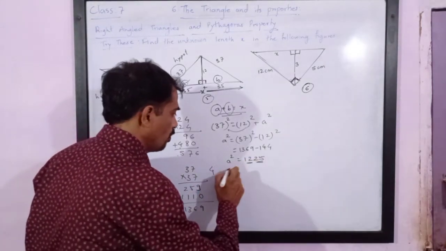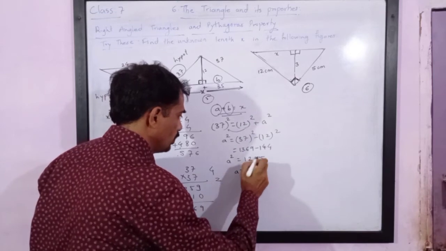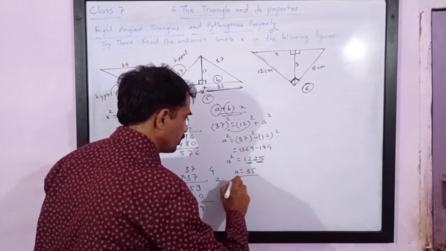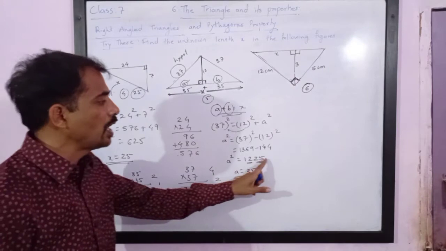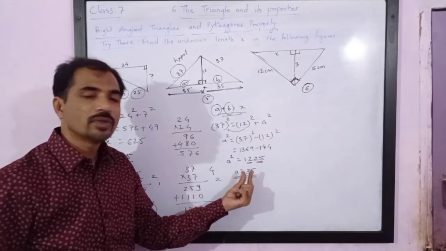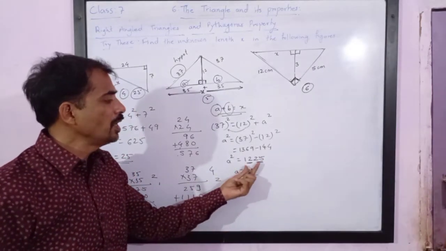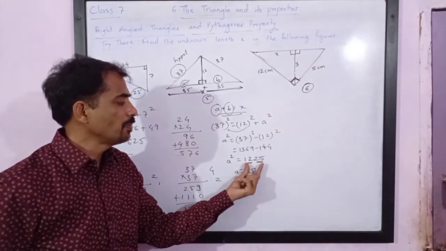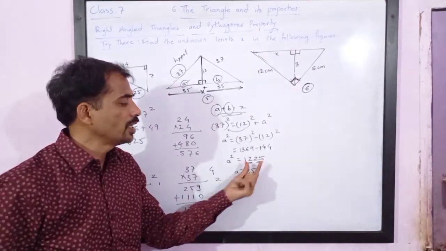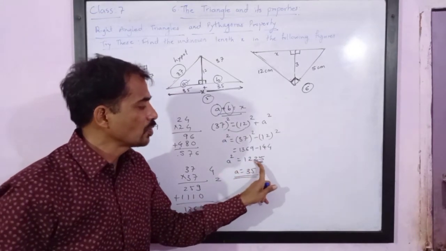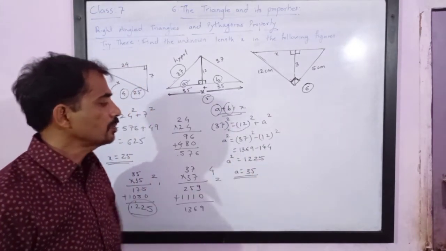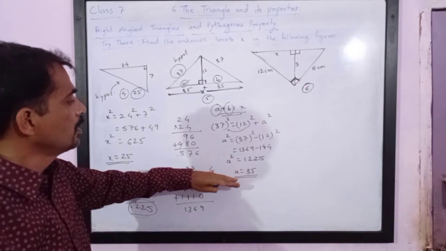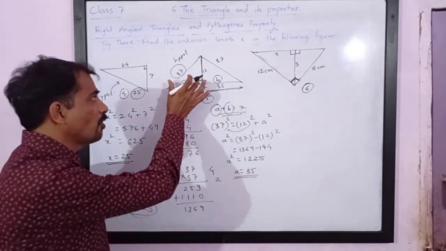So taking the square root of both sides, you will get a is equal to 35. Please note, a square is equal to 1225. So a is equal to 35. This can be understood if you see Vedic mathematics. From that also you will get it very easily. If you see some videos on speed mathematics, you will get the method to find the square root of such numbers. Now we have found the value of a.